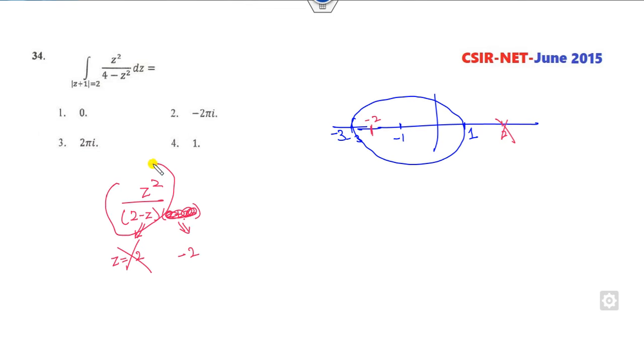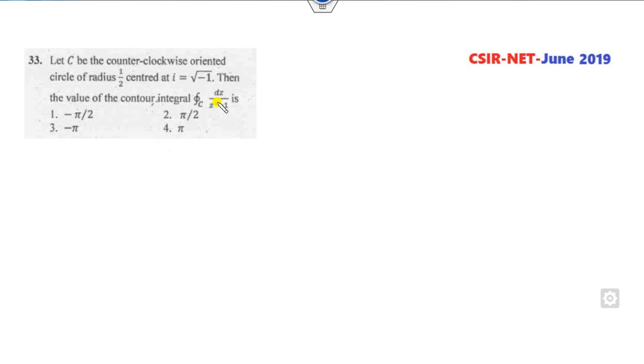The rest part is here. You can substitute minus 2 here: 4 over 2 plus 2, that is 1. So whatever the answer is there, multiply with 2 pi iota. So the answer is 2 pi iota. We will see several examples in this video based on this trick. Look at this again.